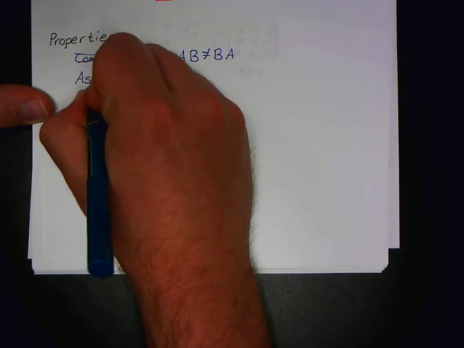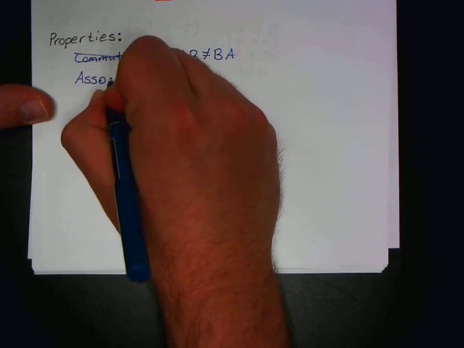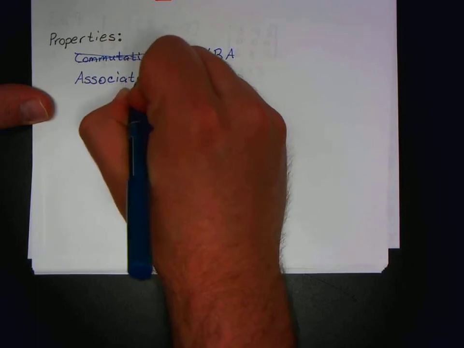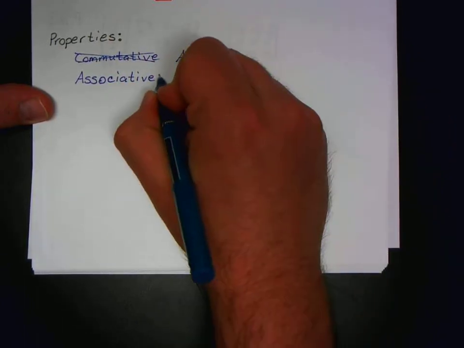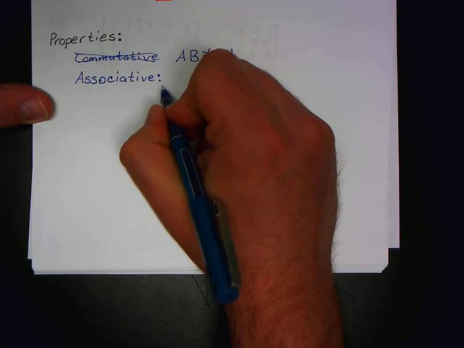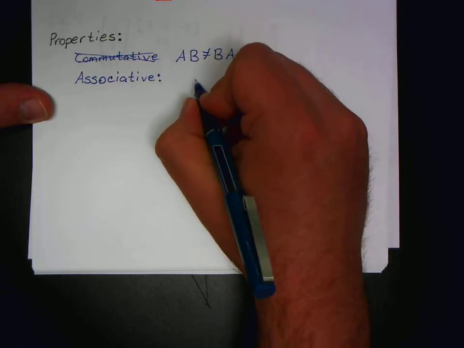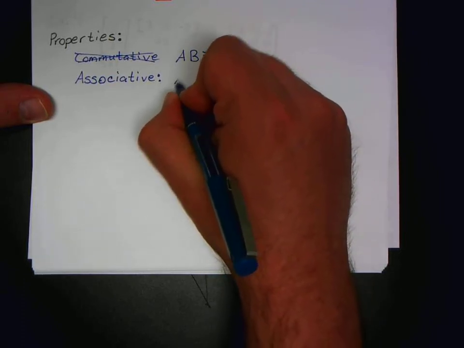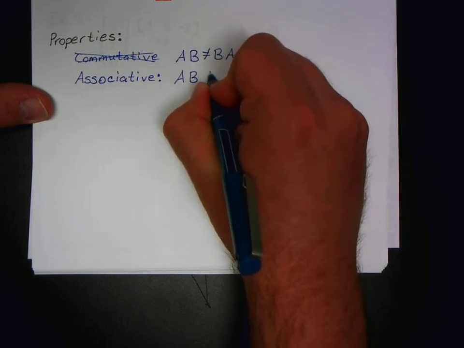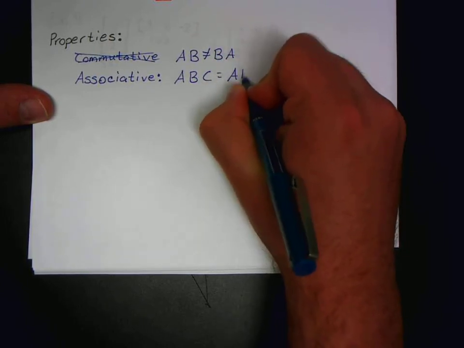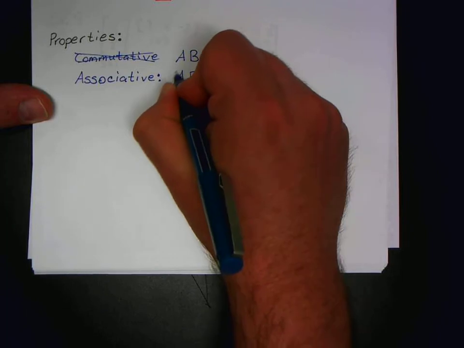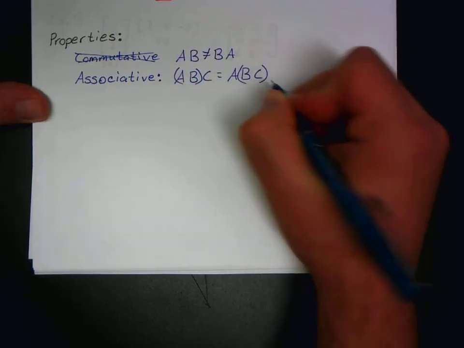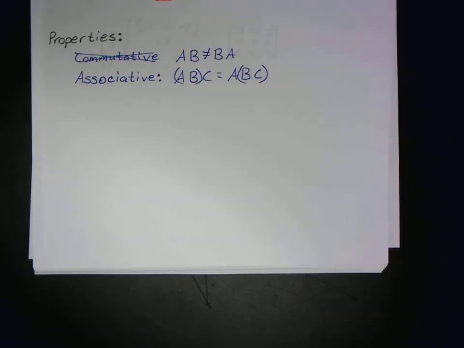Now, the rest of your rules still work. Let's see if I can spell this right this time. I think that's a little bit better. Still doesn't look right. It doesn't matter which order I do the multiplication in. It'll still come out right as long as I don't switch them around.